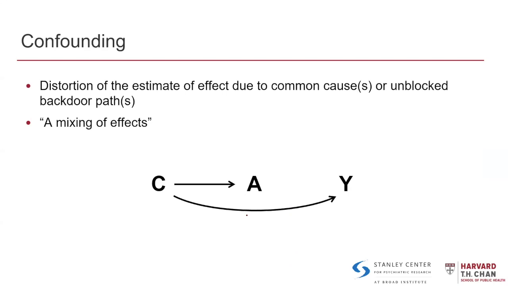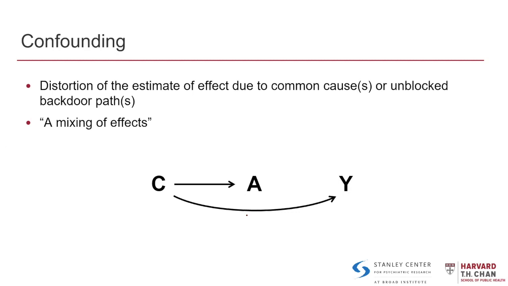So from the examples in the previous one, we saw that there is a common pattern of a third variable mixing the effect, which we call confounding. I'll define confounding in a minute. The main idea behind confounding is it distorts the estimated effect due to a common cause or unblocked backdoor paths. So it's a mixing of effects.